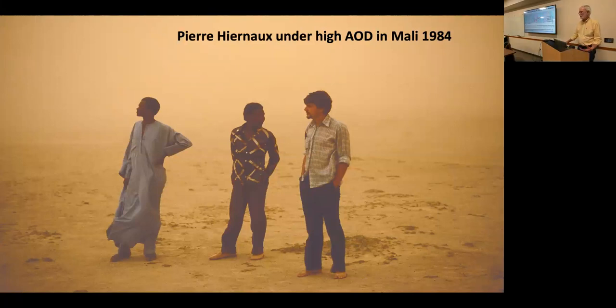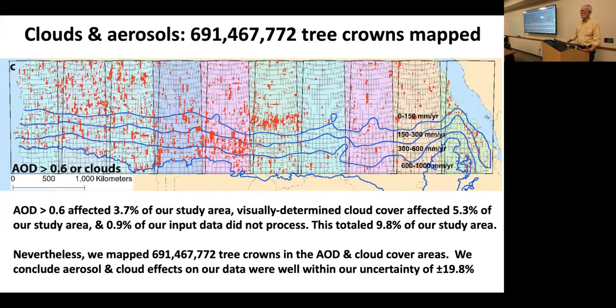Okay, so nevertheless, we mapped 700 million trees under all of these aerosol and cloud affected areas. Our interpretation, we were puzzled. Our interpretation was this shows the power of neural nets and convolution.